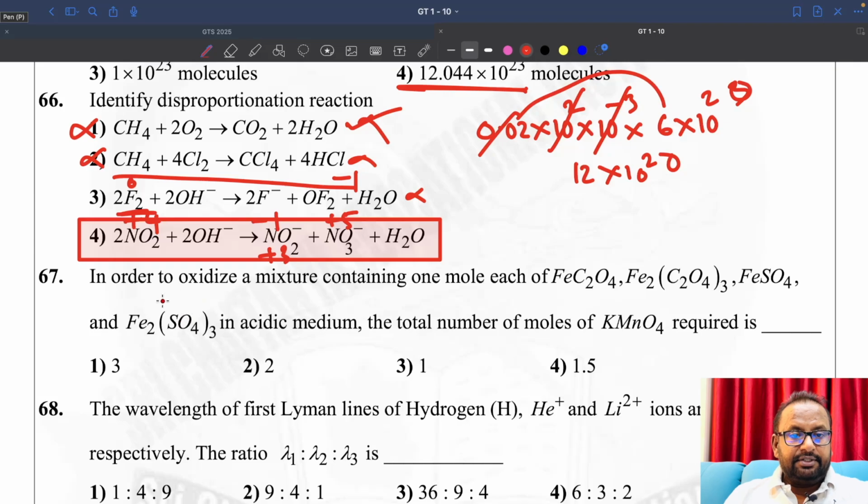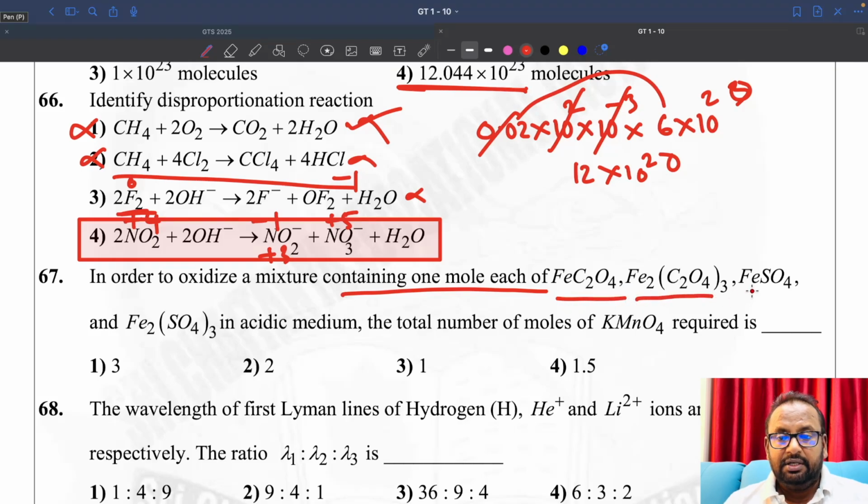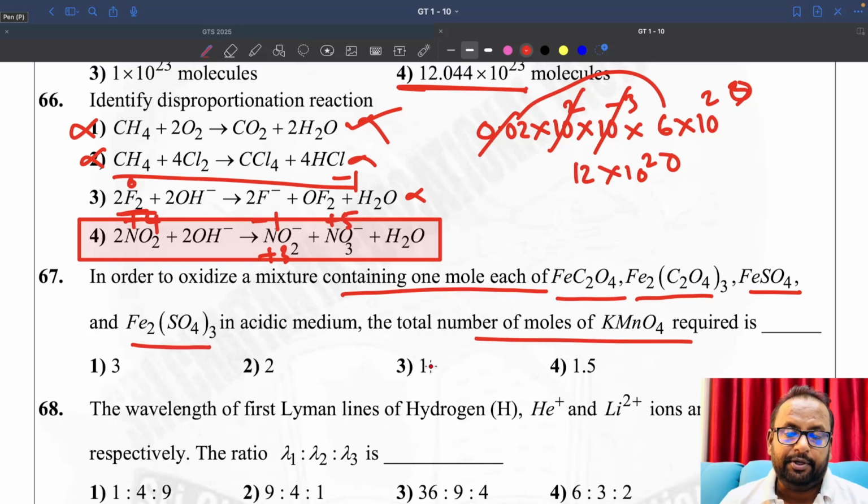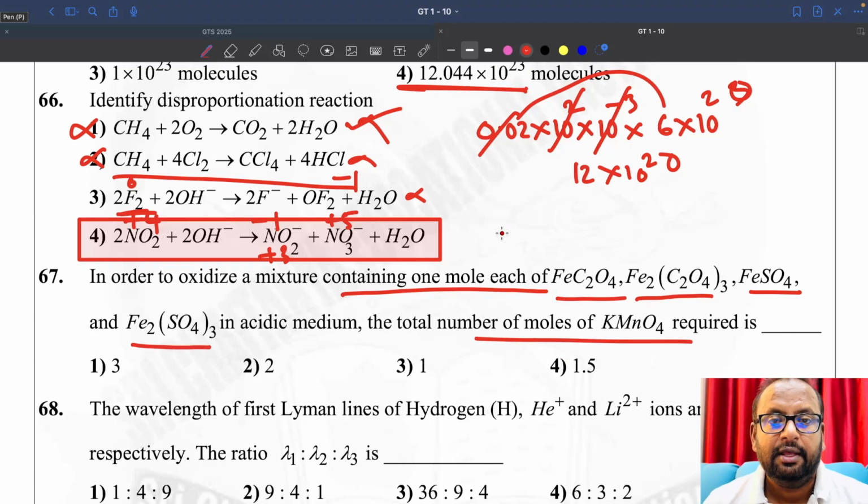Okay, next 67. In order to oxidize a mixture containing 1 mole each of iron oxalate, iron sulfate and iron(III) oxalate, iron(III) sulfate in acidic medium, the total number of moles of KMnO4 required is how many? So we need to find it. This is a PYQ, a previously asked question. It was asked last year.